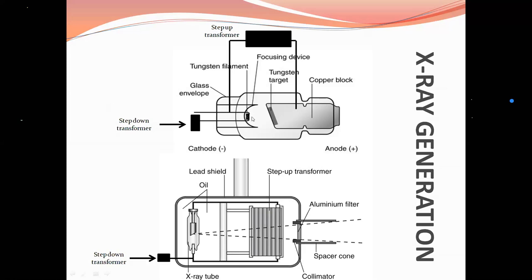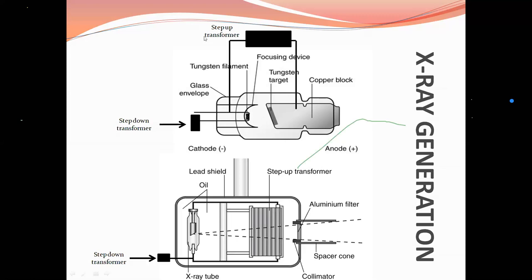Once this tungsten filament is being heated, you know heat is a form of energy. That energy is transferred to electrons. With the production of heat, those electrons are generated, and it helps to create a sea of electrons in this area. All right. So that focusing device is helping to keep this sea of electrons generated in this area only.